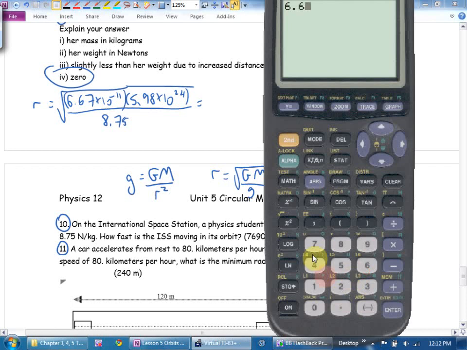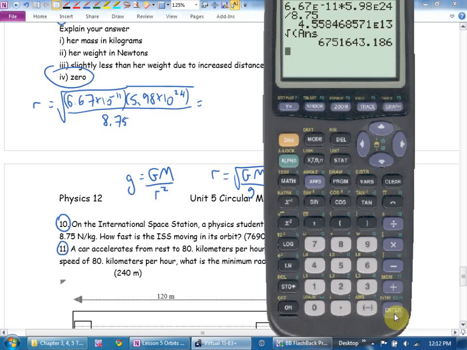6.67 scientific notation button, negative 11, times 5.98 scientific notation button, 24, divided by 8.75, square root. So that's the orbital radius. That's not its altitude. That's its distance from the center of the Earth. If I wanted its altitude, I would subtract whatever the radius of the Earth is, 6.75 times 10 to the 6.